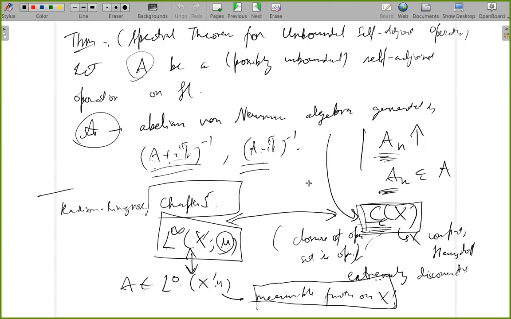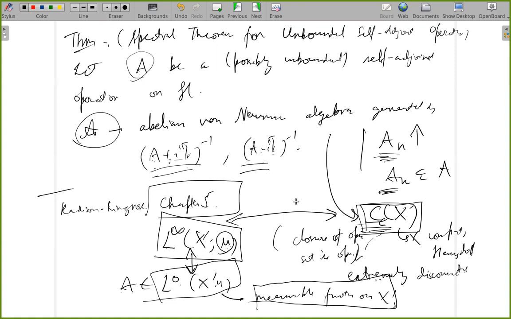So the picture that you should have in mind is this: even if you have an unbounded self-adjoint operator, you can generate an algebra out of it. And that algebra, with the star operation and everything, is self-adjoint, it's star closed and so on. It will actually look like something like L0 of X, mu. But the rigorous proof of this will have to go through this path.